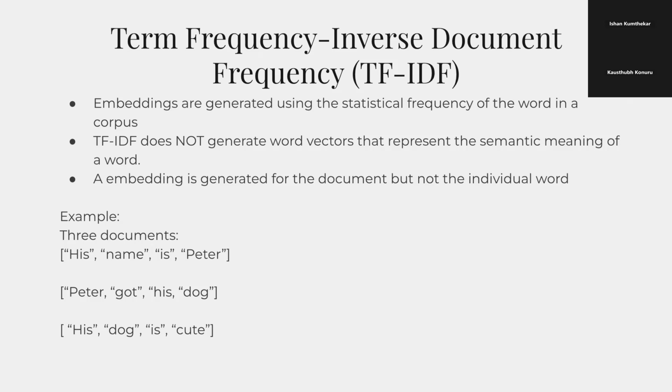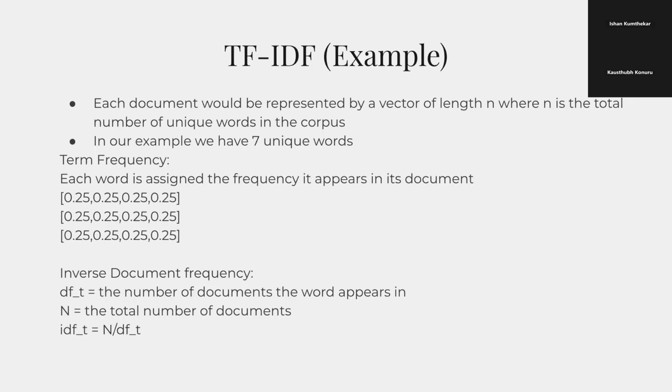So for example, we have three documents, right? One says his name is Peter, second one says Peter got his dog, and third one says his dog is cute. So what we first do is perform the TF step, which is called the term frequency step. So each document is represented by a vector of length n, where n is the number of unique words in the corpus. And so in the example right here, we have 7 unique words. So first one to count is the term frequency, where each word is assigned the frequency it appears in the individual document, but not the overall corpus.